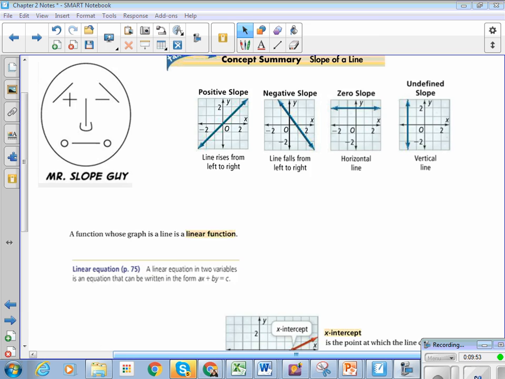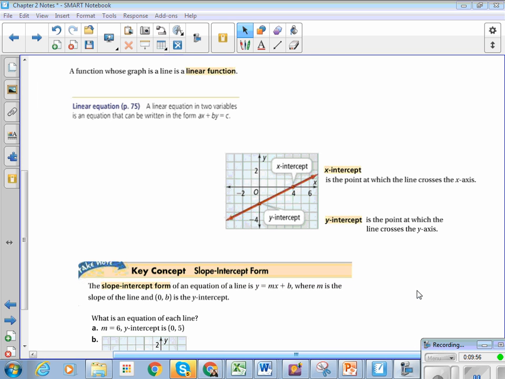All right, so I added this picture in here because I find that I am more of a visual learner, and if I can see it, I remember it better. So go ahead and draw this picture here. The x-intercept is the point at which the line crosses the x-axis. And the y-intercept is the point at which the line crosses the y-axis. And including the picture, hopefully that will help us remember.